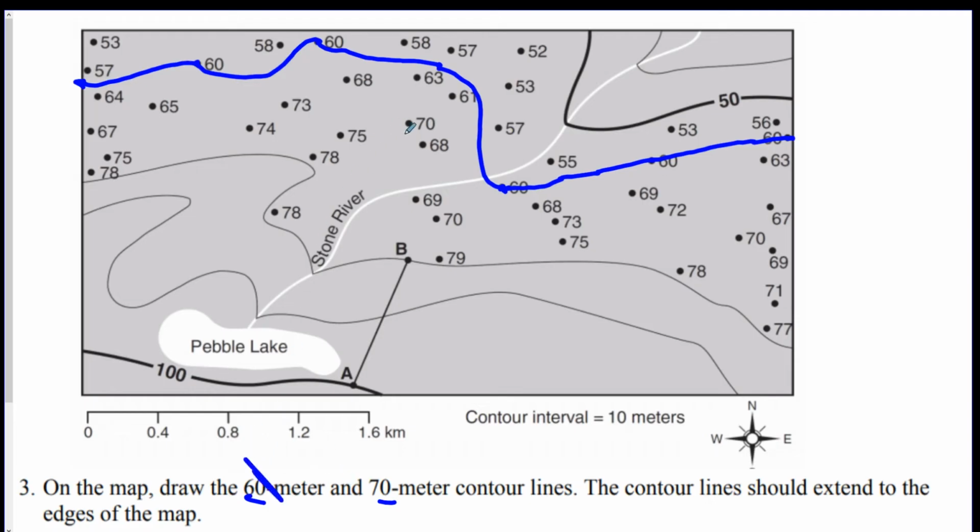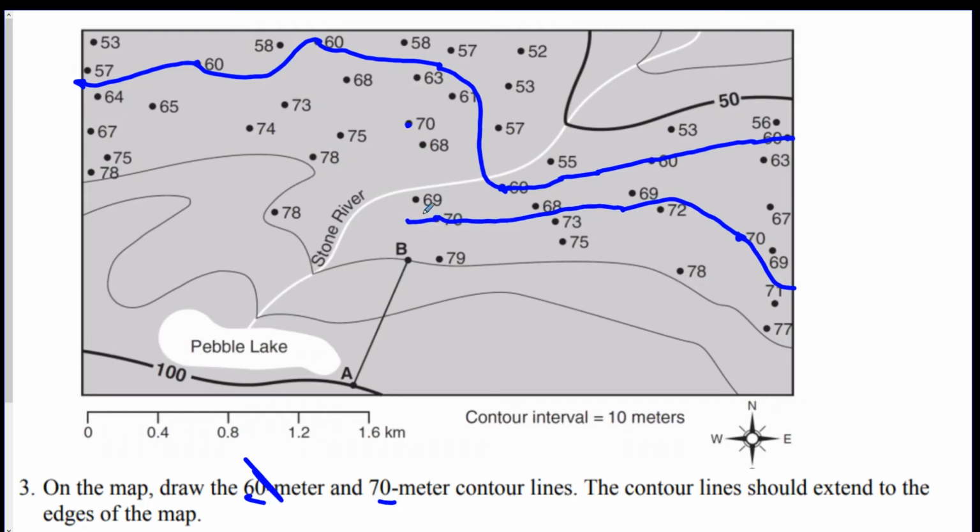Now I have to do 70. Same process. Do I see any? Here's a 70, and here's a 70, and here's a 70. 70 is in between 71 and 69, so I'm going to start here and get this 70. I can't start here because 70 is not in between 67 and 69. So 70 is in between 69 and 72, so I'll go through there. 70 is also in between 68 and 73, and then I'll get that 70.